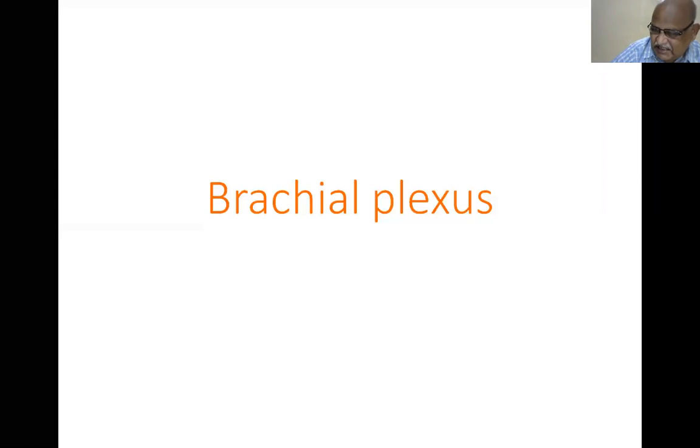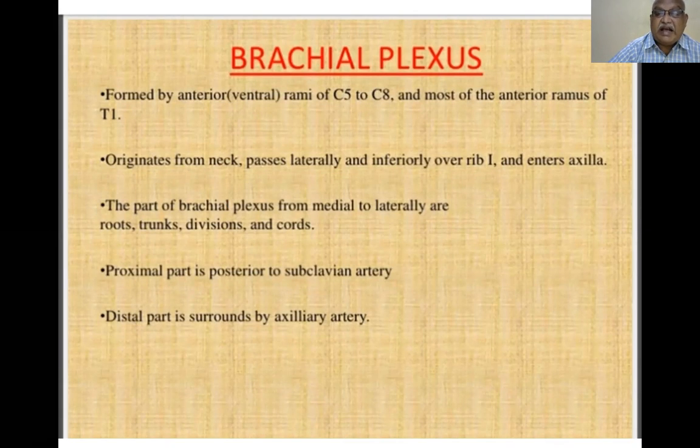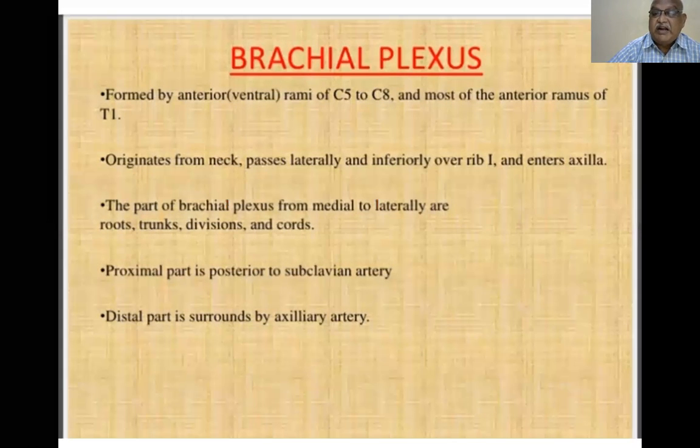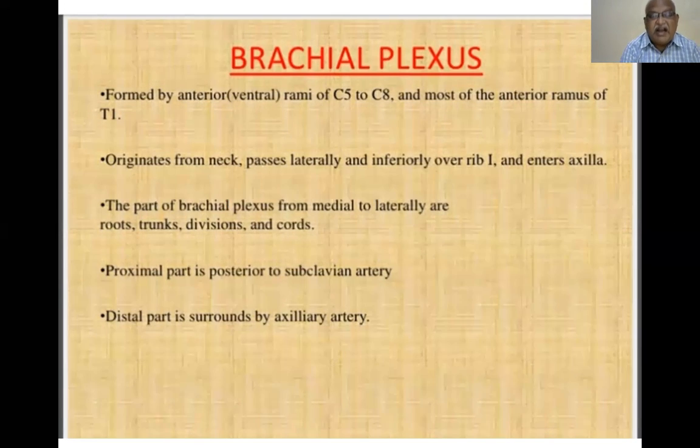So the brachial plexus and major nerves of the upper limb: radial nerve, median nerve, ulnar nerve, musculocutaneous nerve, and axillary nerve. Already I told you the brachial plexus is formed by the anterior ventral rami of C5 to C8 and most of the anterior ramus of T1. So C5 to C8 and T1.